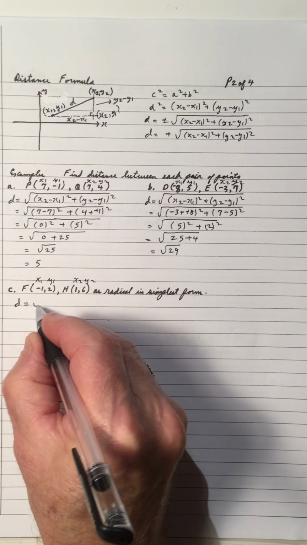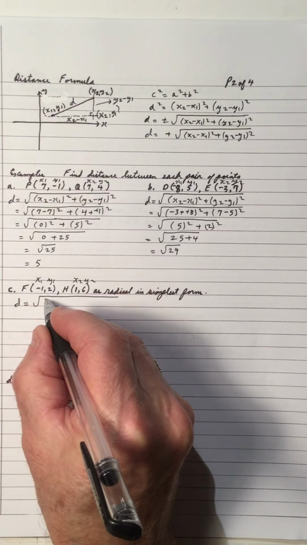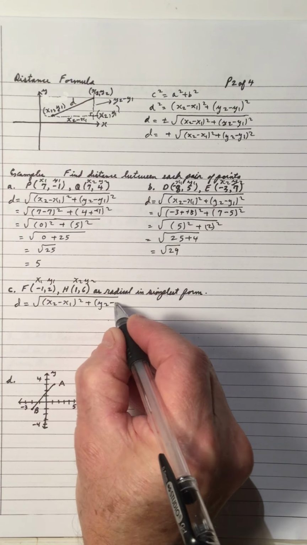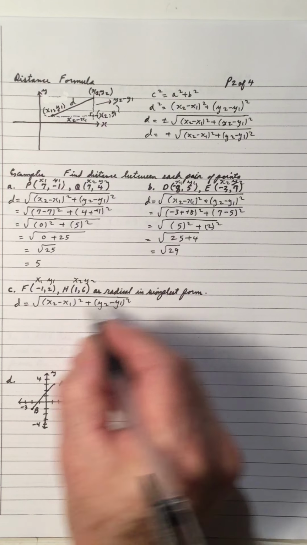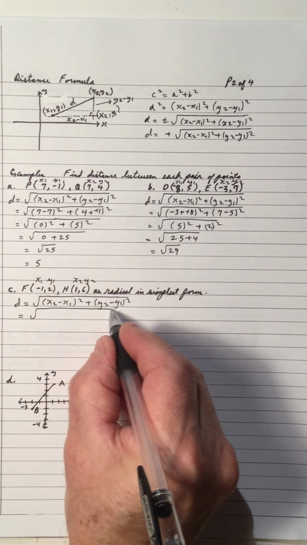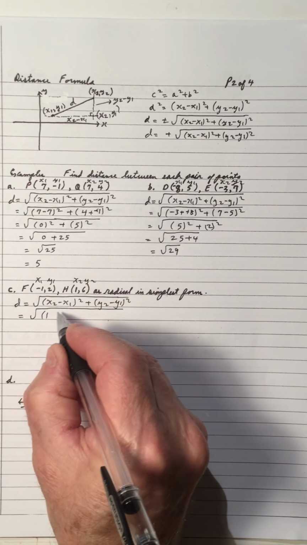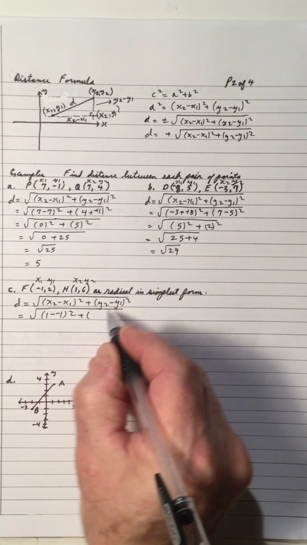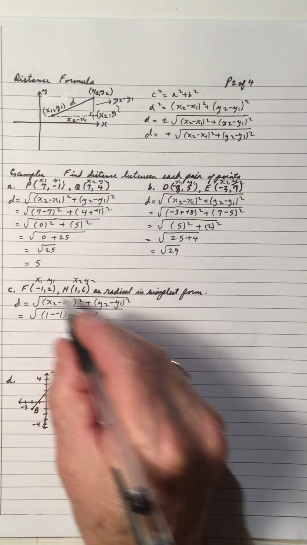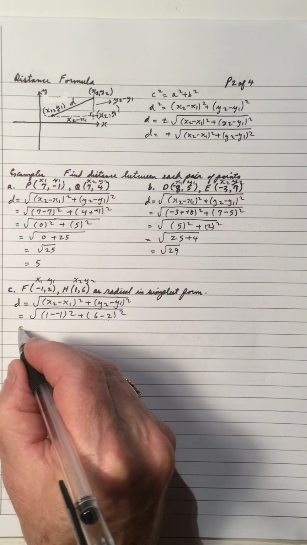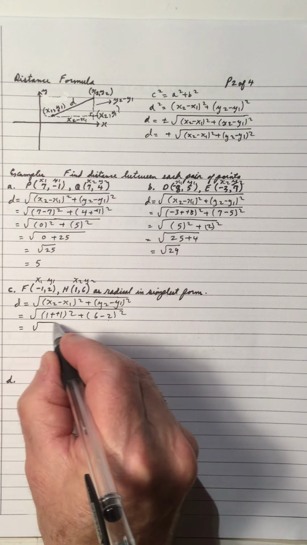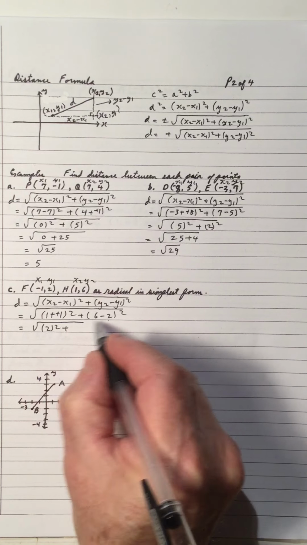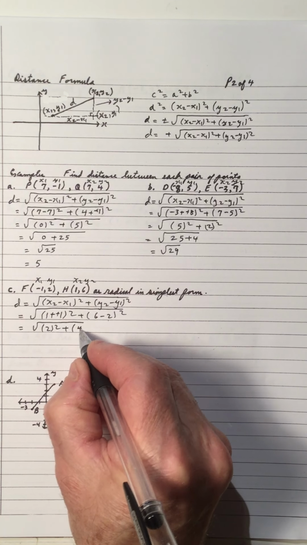So d is equal to, and again, the formula is x2 minus x1 squared, add on y2 minus y1 squared, and fill in the numbers. x2 is a 1 minus negative 1. y2 is 6 minus 2. And a double negative is a positive, so that's 1 plus 1 is 2 squared, plus 6 subtract 2 is 4.